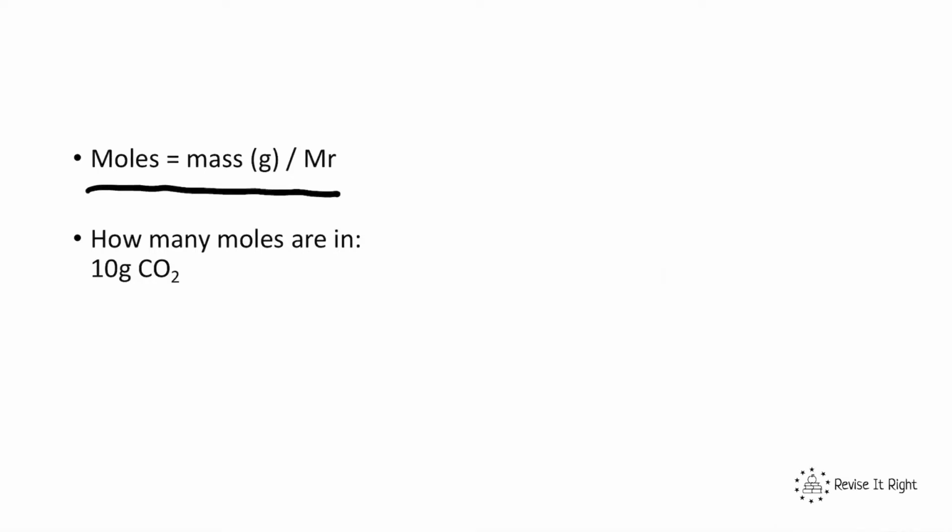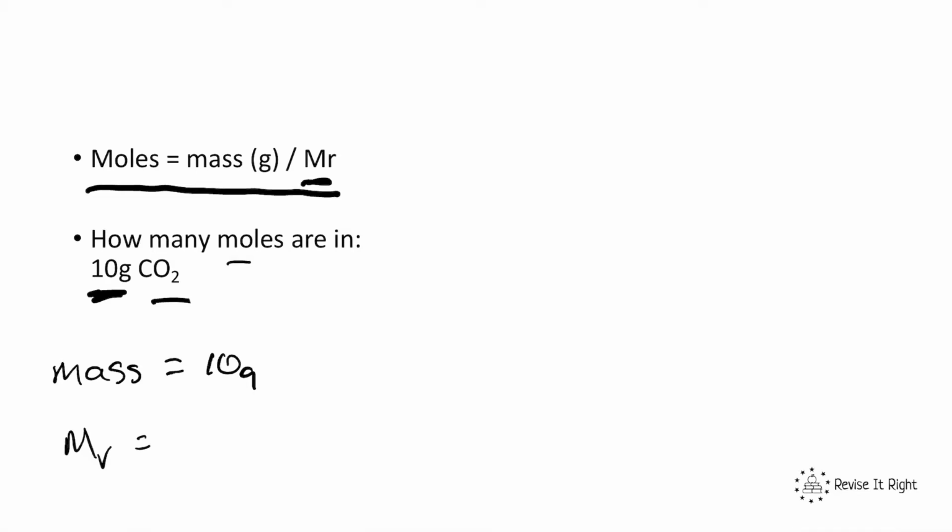So let's go through a worked example then. How many moles are in 10 grams of carbon dioxide? Let's always write down what we know. So we know the mass, we've got 10 grams here. So the mass of our carbon dioxide is 10 grams. And it asks us for moles, so that also means we must know the MR.